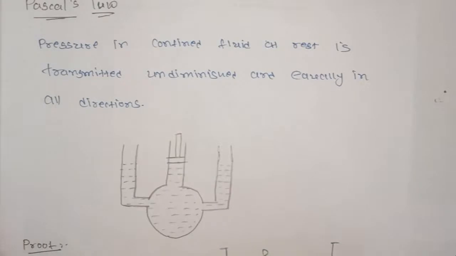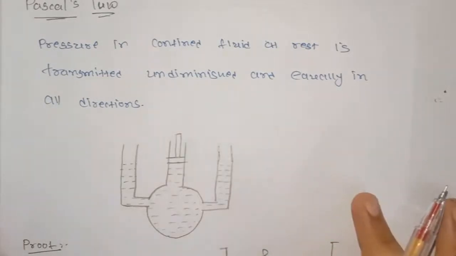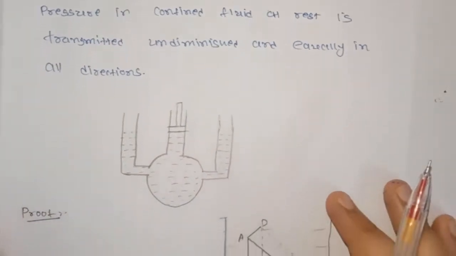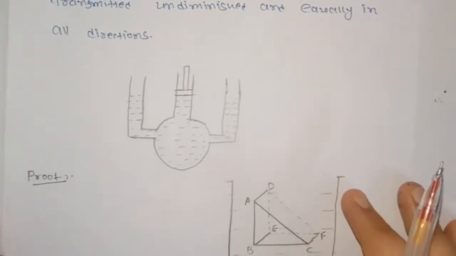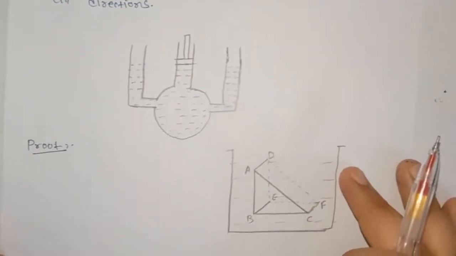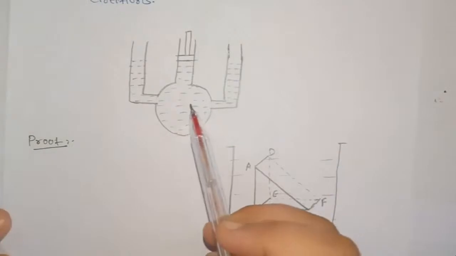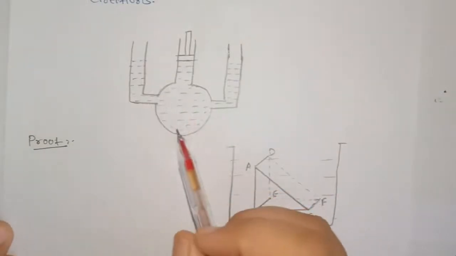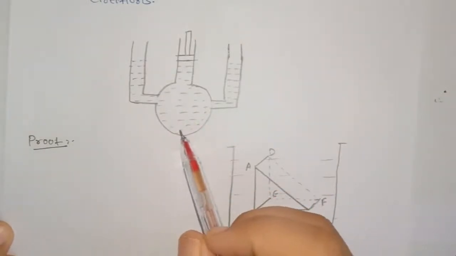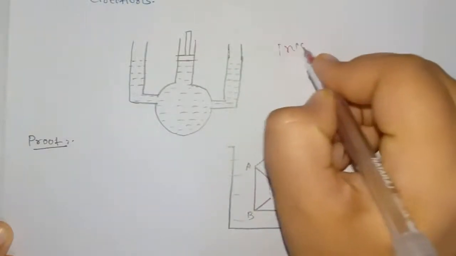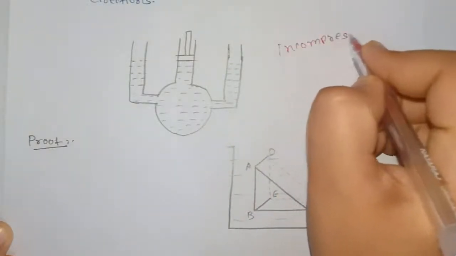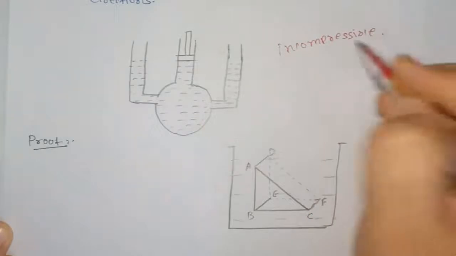Now let us understand Pascal's law. Before Pascal's law, before the statement, let us see one experiment. There is a fluid. It is almost incompressible. The meaning of incompressible is that its volume cannot be changed.